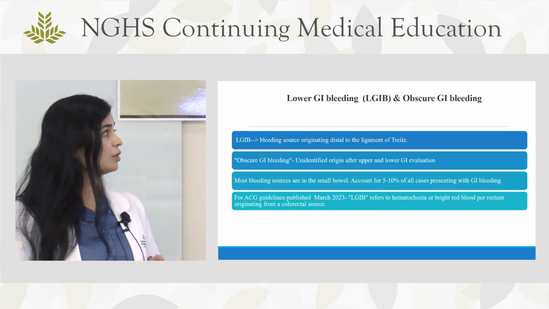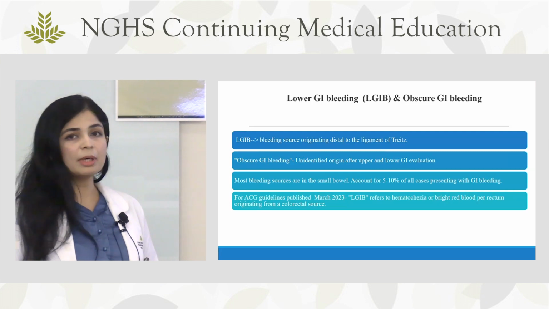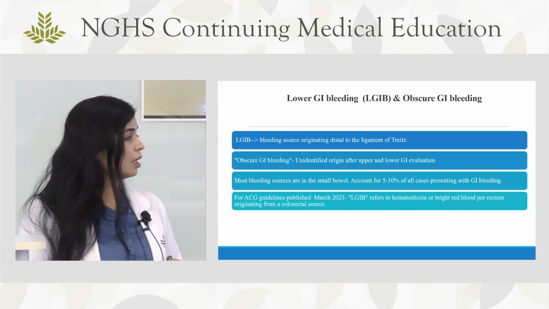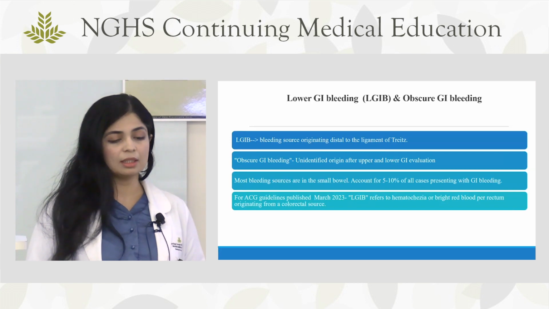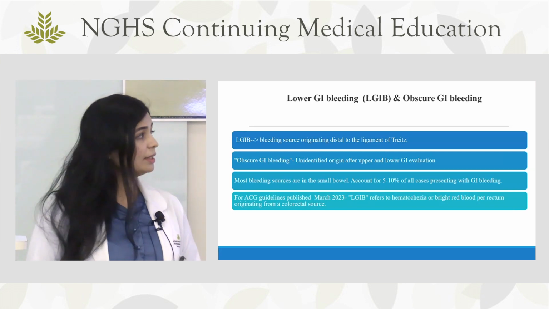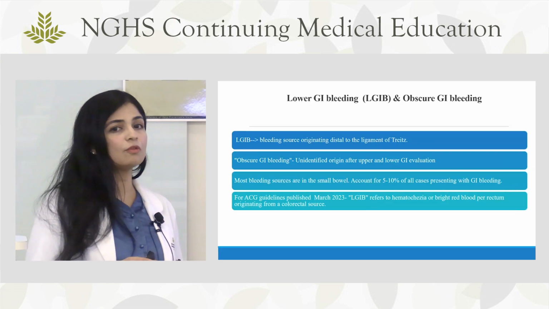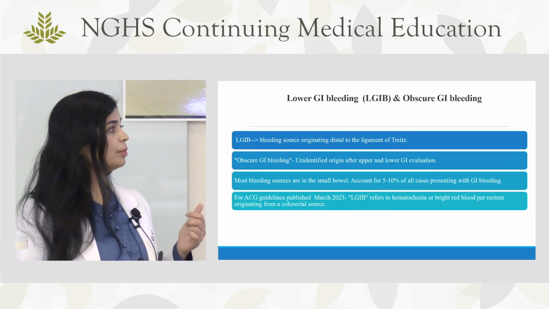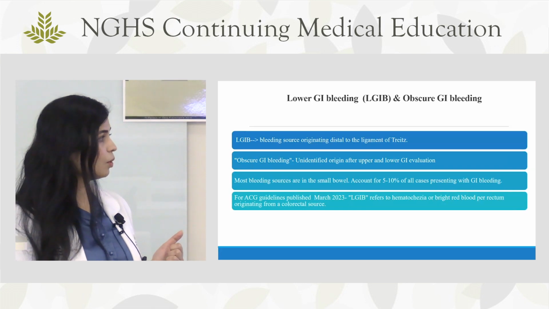Most of the cases of these obscure GI bleedings are accounted for by small bowel bleeds. They are about 5 to 10% of all the patients that present with a lower GI bleeding. For the purpose of this presentation and for the most recent ACG guidelines in 2023, they are referring to lower GI bleed as all the bleeds that are of a colorectal origin. So you'll see they'll talk about these recommendations, but this would be reserved for bright red blood per rectum, hematochezia, and a bleeding that's coming from the colon or the rectum.